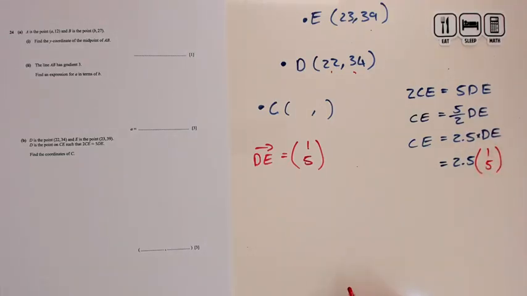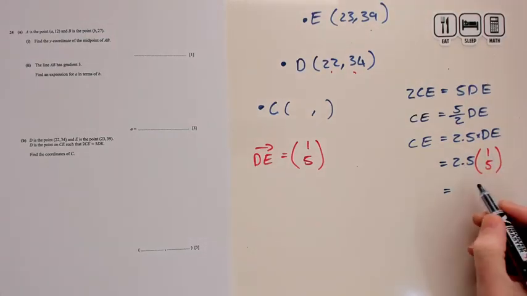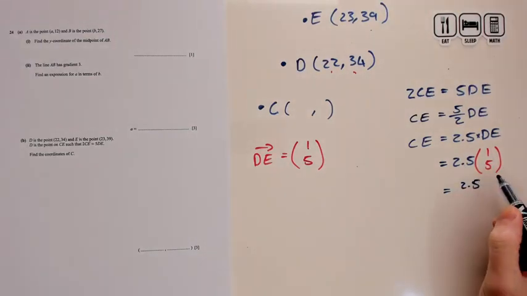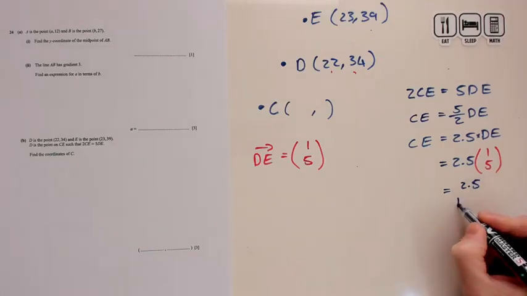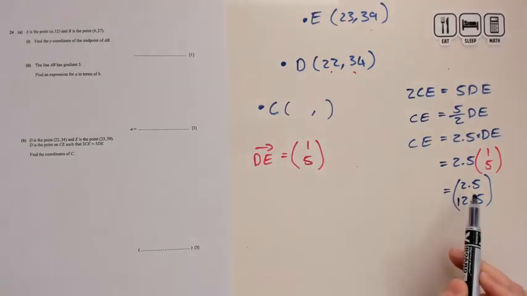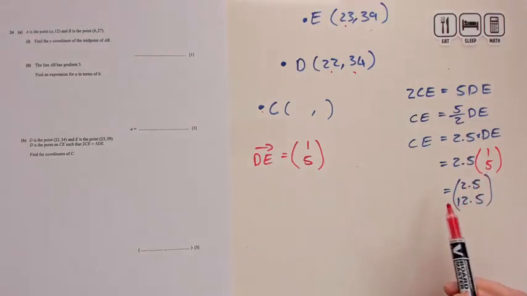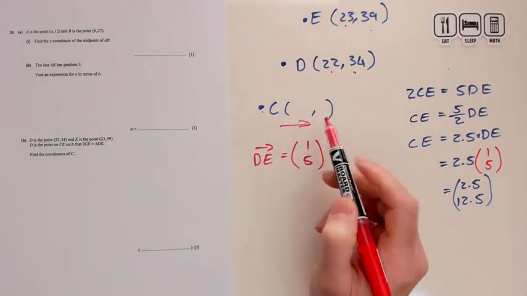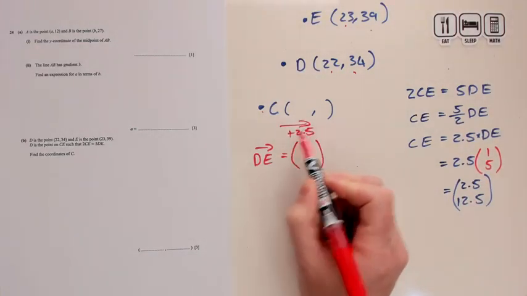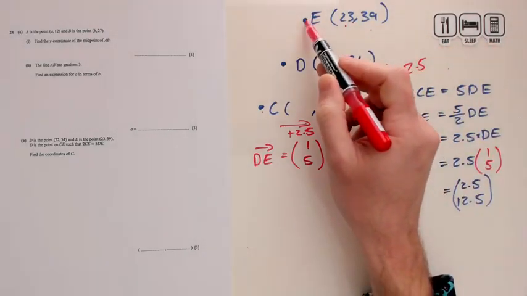So it's kind of a vector question. And CE would then be 2.5 times 1 is 2.5, and 2.5 times 5, that's 12.5. So now I know that CE is (2.5, 12.5). So if I'm going from here to there, that's plus 2.5 in that direction, and it's plus 12.5 to get to E.